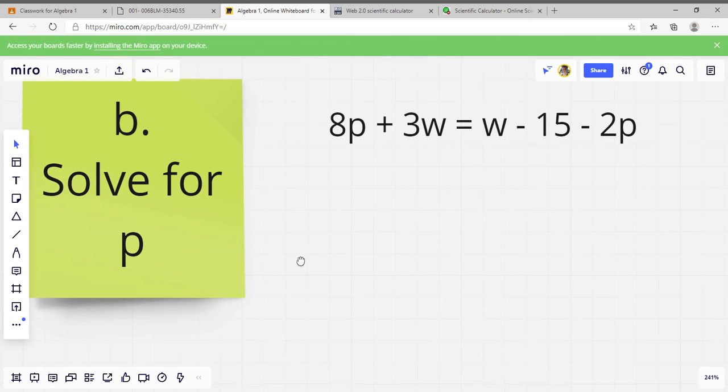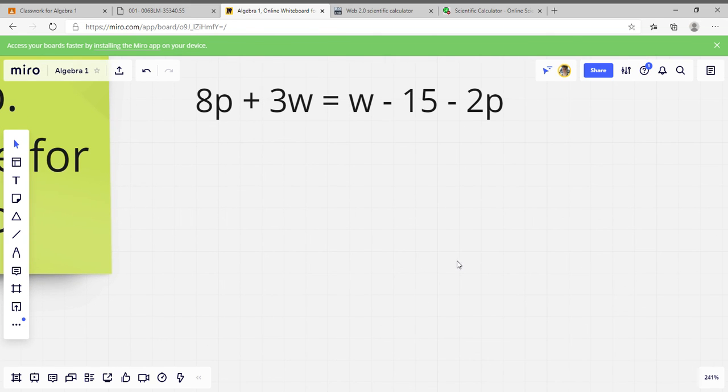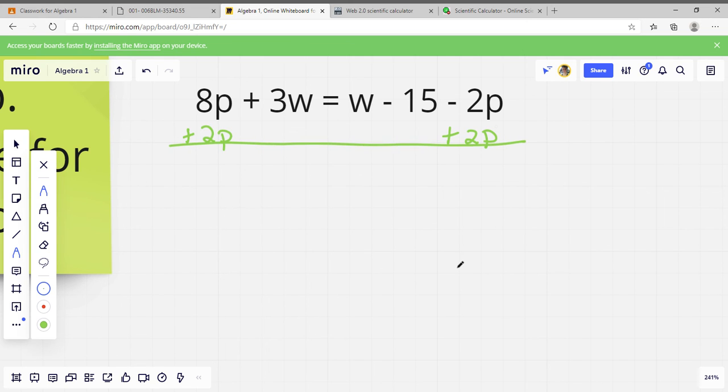On B, we're solving for p. So that means we got to try to get p by itself. All right, so first I have to get all my p's on the same side. Turn my pen on. So I'm going to do plus 2p on this one and on this one. Those cancel. And I get 10p plus 3w equals w minus 15.